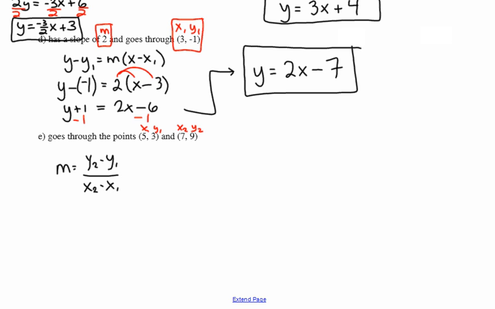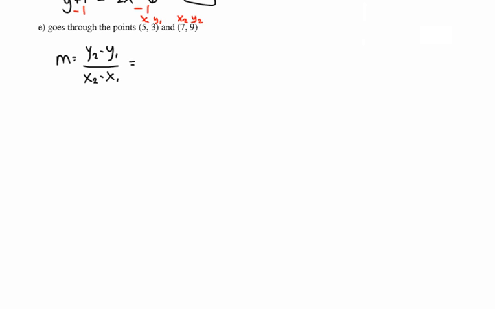right? You have to go this point minus this point, or vice versa, but the same order. Okay, so the difference of our y's, y2 minus y1, would be 9 minus 3, divided by 5 minus 7 or 7 minus 5? Because we have 9 minus 3, we have to go 7 minus 5, x2 minus x1. 9 minus 3 is 6, divided by 2, so our slope is 3. Okay, so we're almost there.